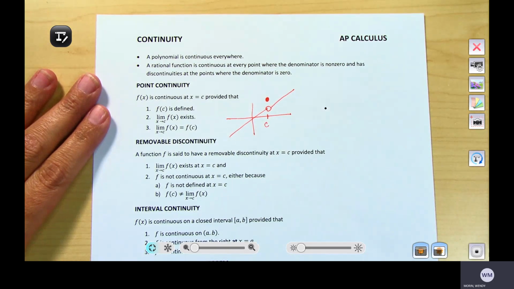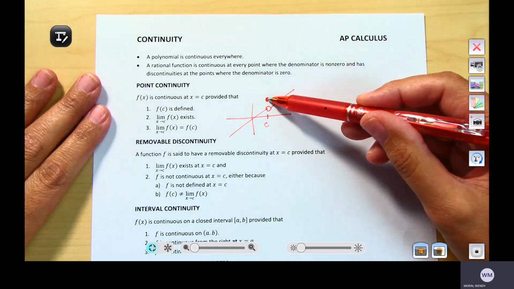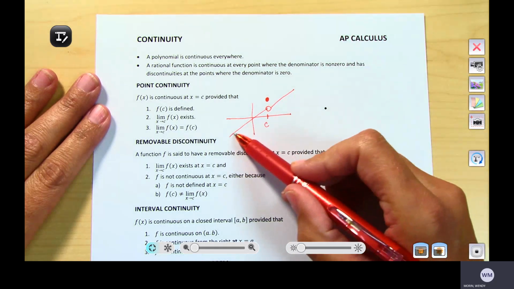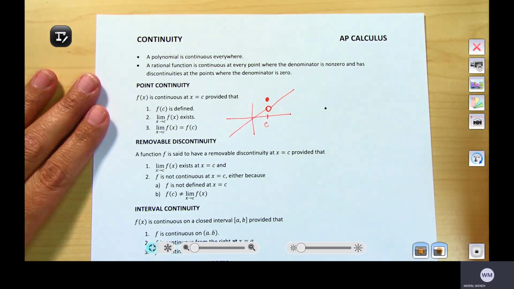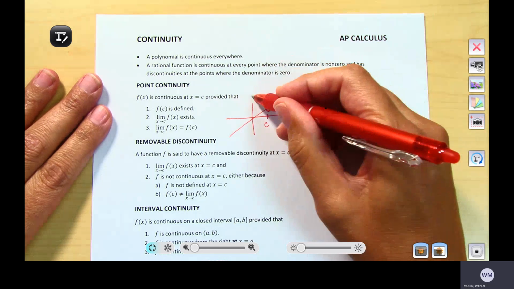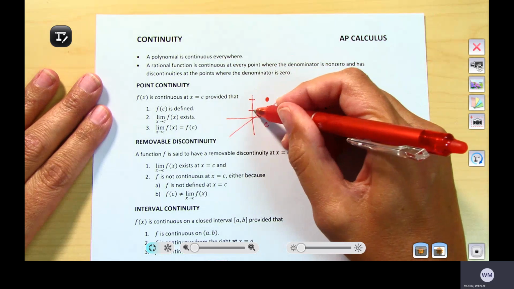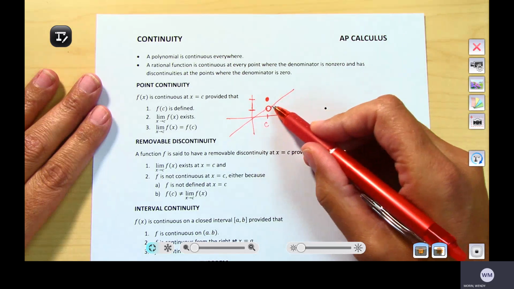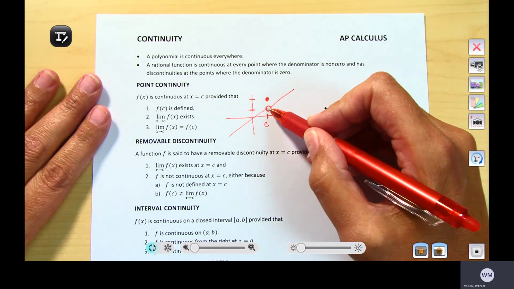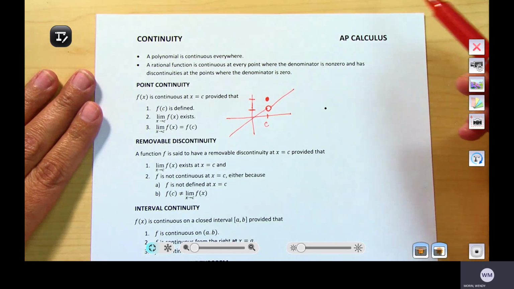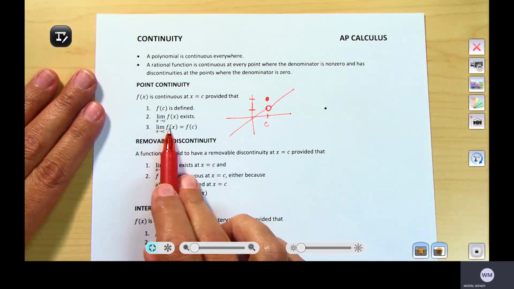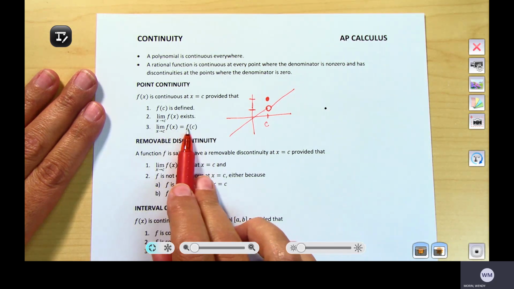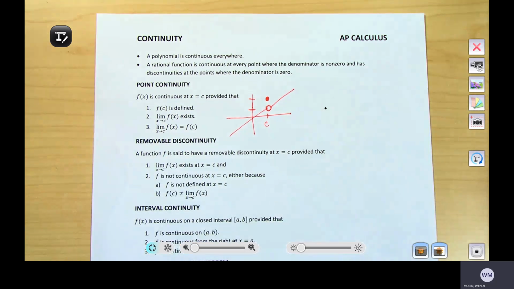Call that c. So is the function defined at c? Yes, it's right here. Does the limit exist at c, coming in from the left and the right? Yeah. However, is the function defined at the same y value as the limit? You can see that these are two different y values. So this function right here is not continuous at c. So you have to make sure, this is the important step that you need to check. These are the three things that have to be stated in a free response in order to prove point continuity.